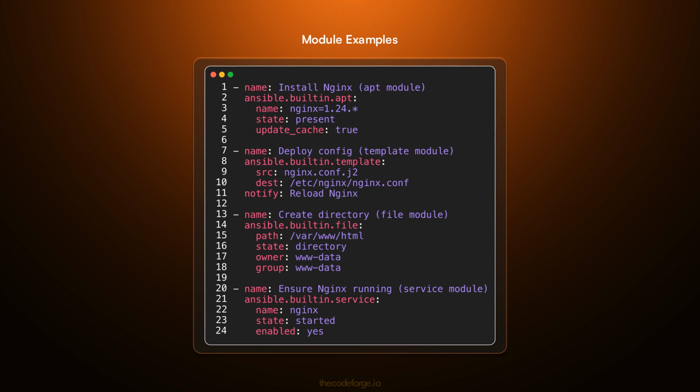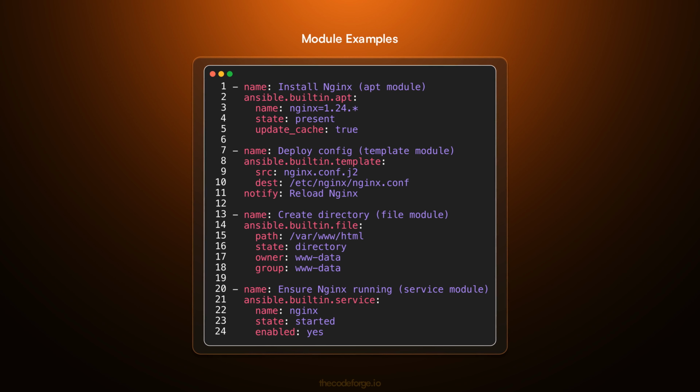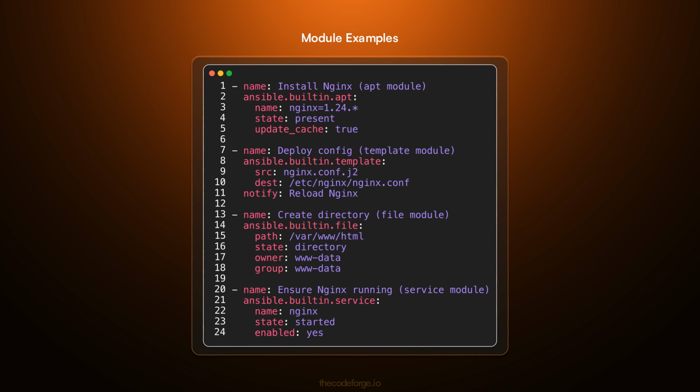Here's a playbook snippet using the top modules. The apt module installs a specific version. Template deploys a Jinja2 template. File creates directories with proper ownership. Service ensures the service is running and enabled on boot. Notice the notify keyword. It triggers a handler only when the config changes.